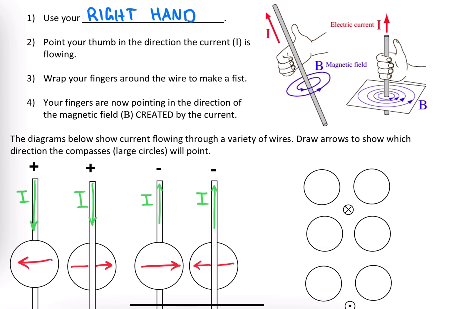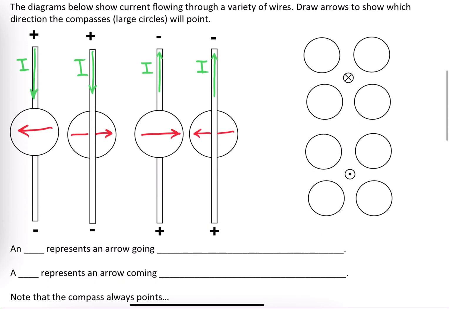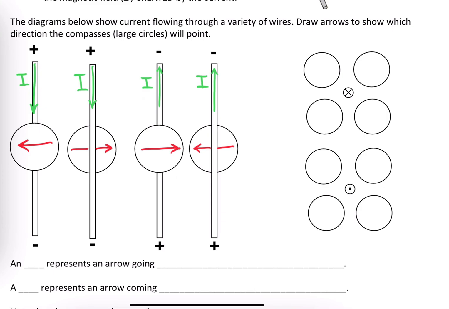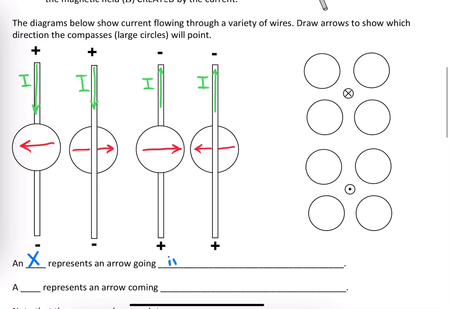Now, it's easy to draw arrows that are going left, right. It's easy to draw arrows that are going up, down. It's harder to draw arrows that are going into and out of the page. So the way we do that is by introducing a couple of new simple symbols. So an X is the symbol we use to represent an arrow going into the page. And a dot is the symbol we use to represent an arrow coming out of the page.